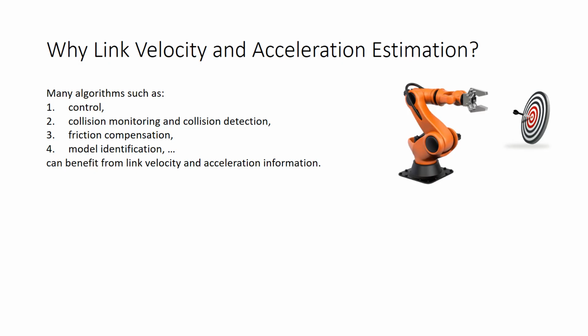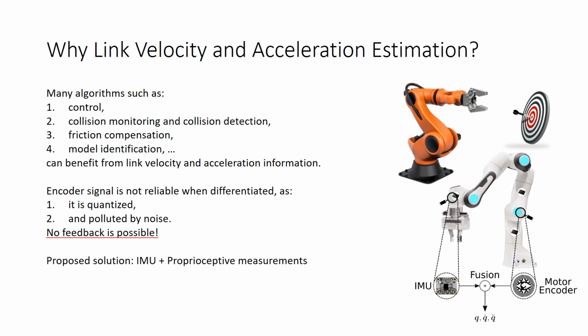Many robotics algorithms such as control or collision detection can benefit from accurate and high bandwidth link velocity and acceleration. However, numerically differentiating the encoder signal is not a viable solution as the noise characteristics intensify after each differentiation.